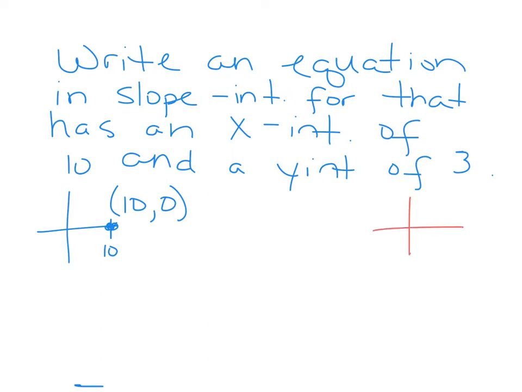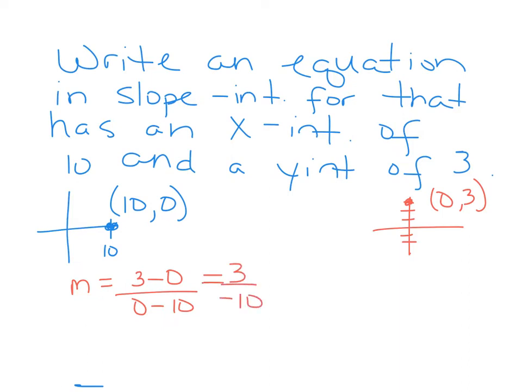So what that means is I go up here and it crosses at 3. So that would be the point (0, 3). So my 2 points that I'm concerned about are (10, 0) and (0, 3). The first thing I've got to do is find the slope of this line. So y sub 2 minus y sub 1 over x sub 2 minus x sub 1. So the slope of this line is 3 over negative 10.